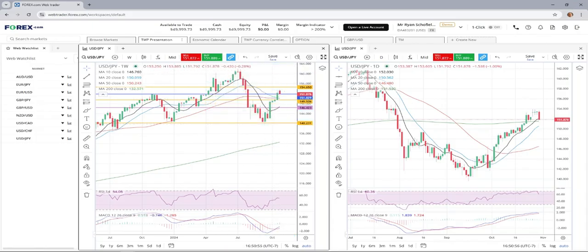All right, I got a question here. Let me see. Is there a sign other than the divergence on the RSI that we are not catching a reversal instead of a continuation?